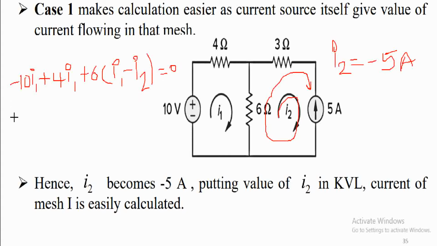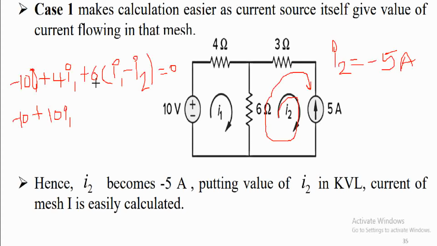But we already know the I2 value. What is the I2 value? Minus 5 ampere. Sorry, this is not 10 I, this is only 10, minus 10. So minus 10 plus 4I1 plus 6I1, which is equal to 10I1.